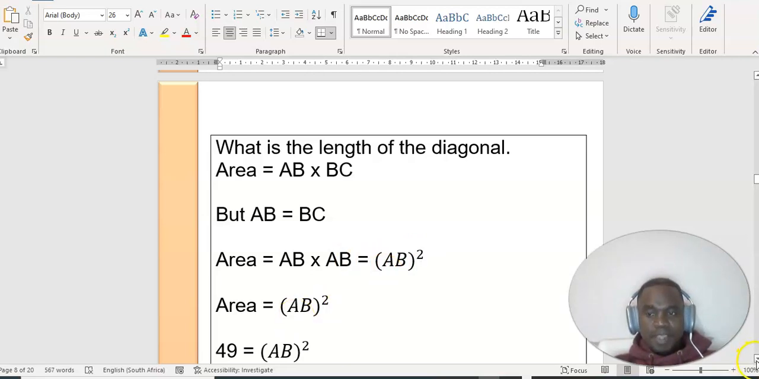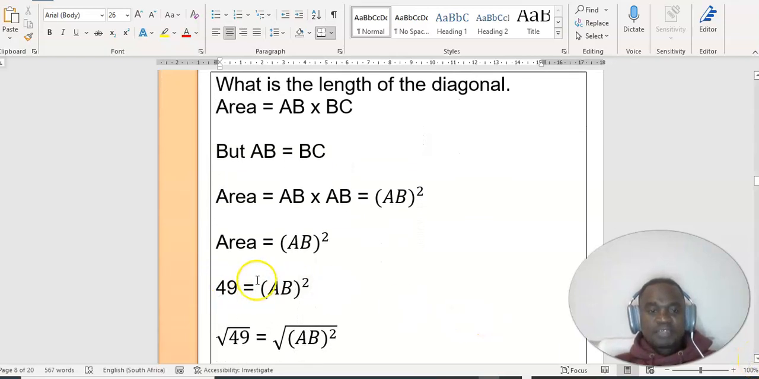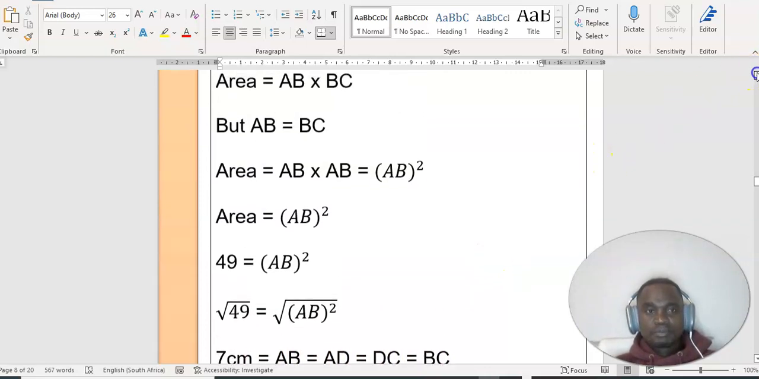Then we know that the area is equal to 49, so it should be equal to AB squared. How do you get rid of the square? You take the square root of both sides. So we've taken the square root of both sides, it's going to give us 7. And we know AB is equal to AD is equal to DC is equal to BC. All of them are equal.